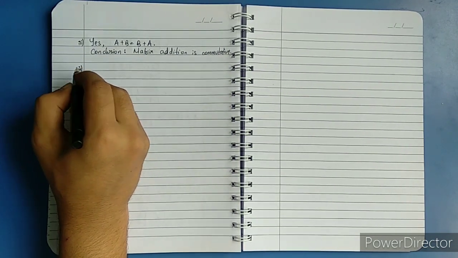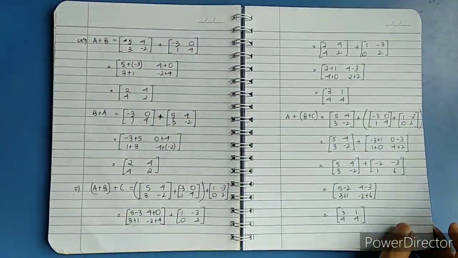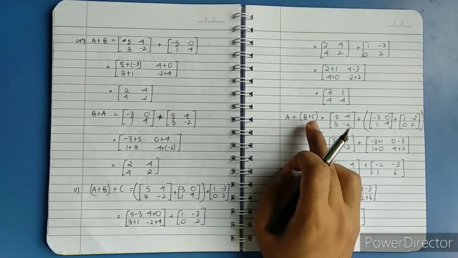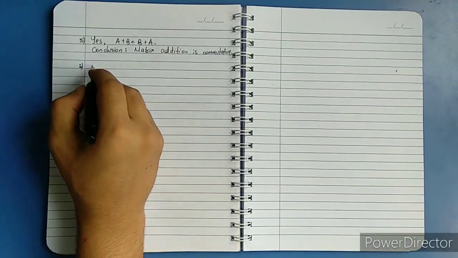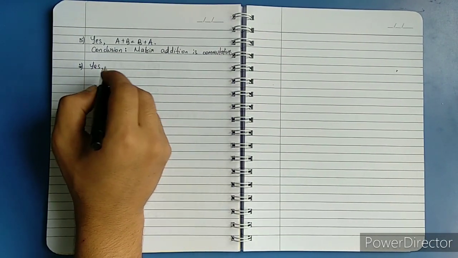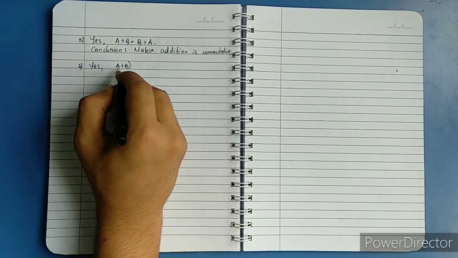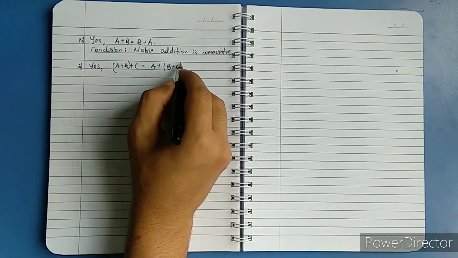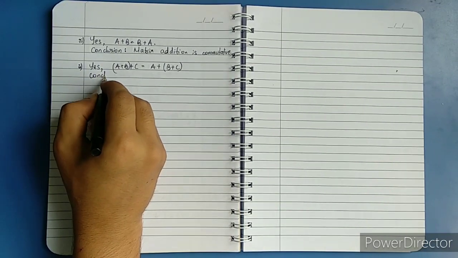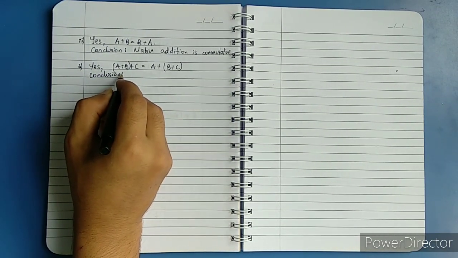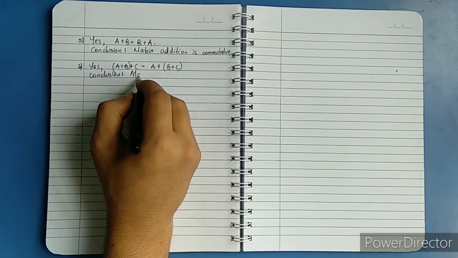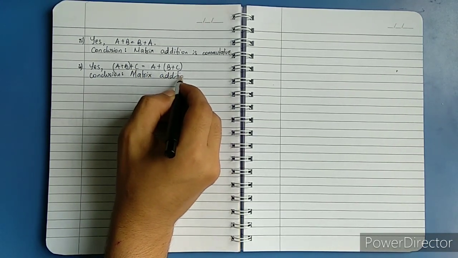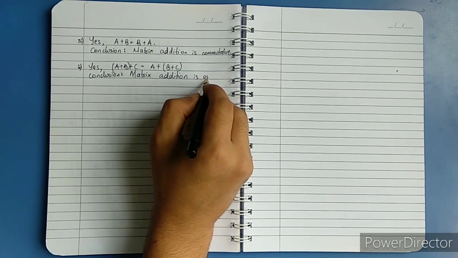And the fourth part we have A plus B plus C and A plus B plus C, so they are also equal. So yes, A plus B plus C is equal to A plus B plus C. So the conclusion from here we draw is that matrix addition is associative.